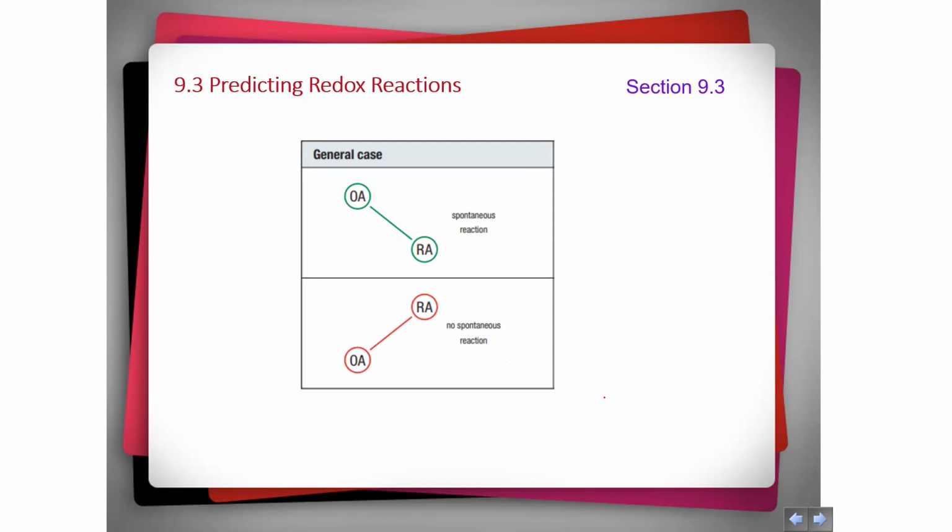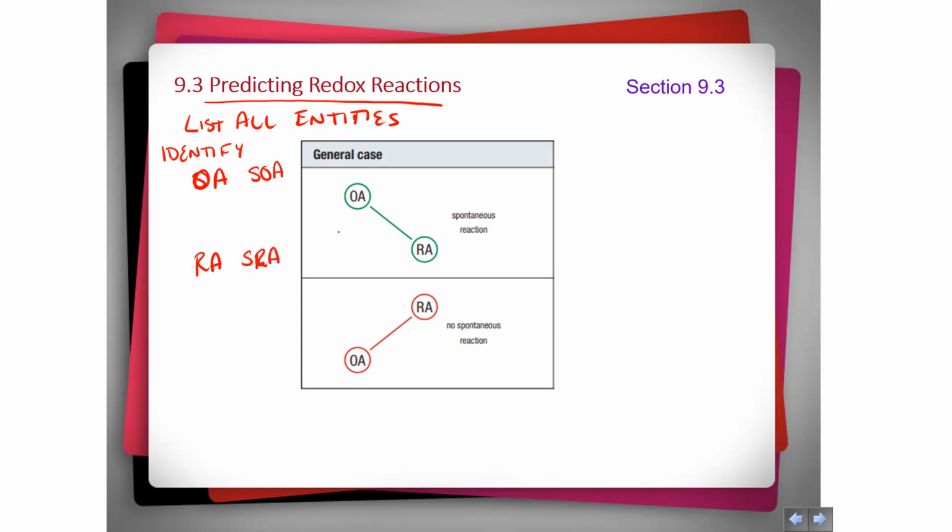Okay, so what do you do? When you have a redox reaction, you're going to list all entities. You are going to identify all the oxidizing agents and all the reducing agents. And you can just look them up on the redox table. And then of all your oxidizing agents, you're going to find your strongest oxidizing agent. And of all your reducing agents, you're going to find your strongest reducing agent. And you're going to look them up on that orange piece of paper.